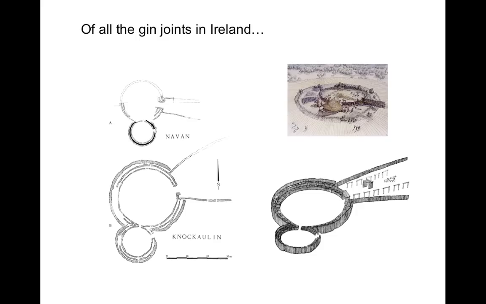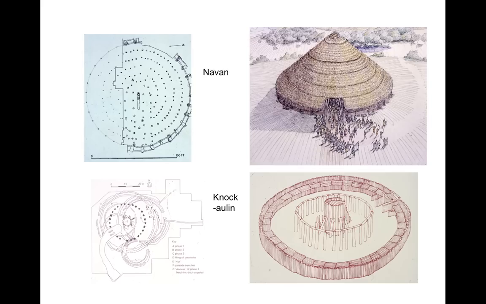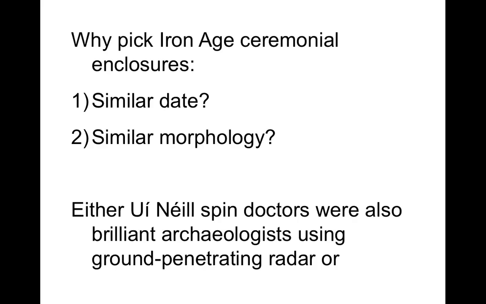That is just the way Irish tradition said they were, be they the capital of Ulster at Navan, Old Irish Emain Macha, or Eamhain Mhacha if you prefer, or Dún Ailinne, the capital of Leinster, who have the same architecture by and large throughout two different periods. So why pick Iron Age ceremonial enclosures of a similar date or similar morphology, same shape?